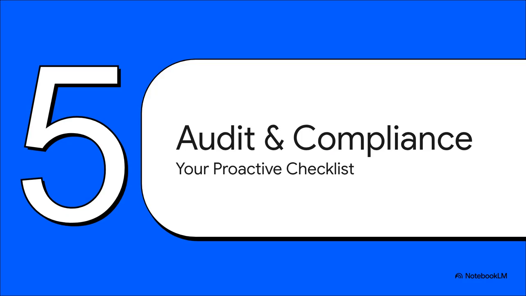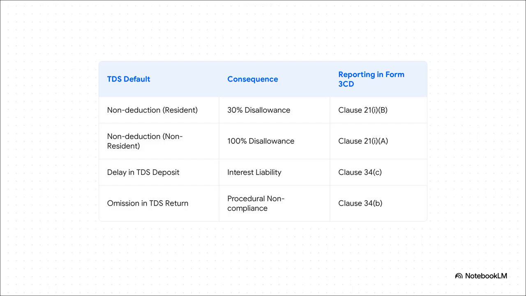Okay, so fixing mistakes is great, but you know what's even better? Not making them in the first place. This is where we shift from being reactive to being proactive. And your annual tax audit is your first and most important line of defense. You see, your tax auditor is legally required to report these defaults in their audit report, called Form 3CD, and it's incredibly specific. Clause 21 IAA is where they report non-deduction for non-residents, which triggers that 100% disallowance.